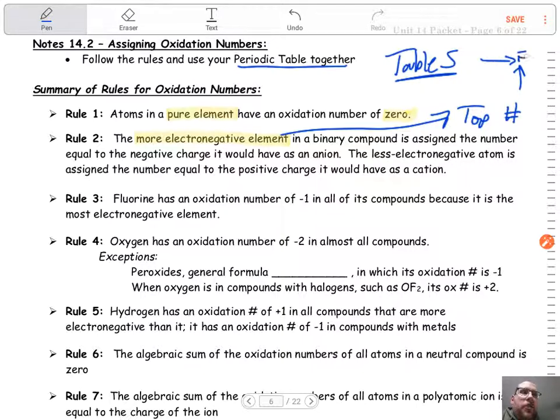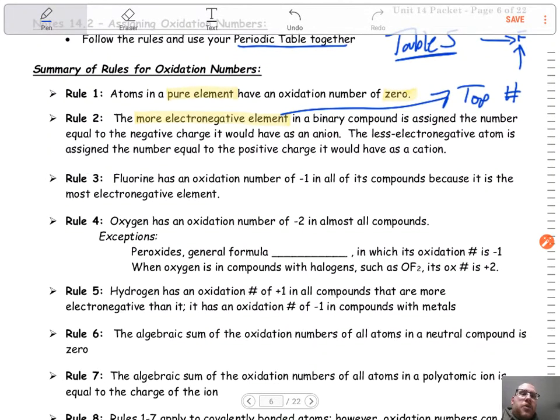Something like fluorine brings us to our next rule: fluorine is always a -1. No matter what, fluorine is -1 because it's the most electronegative. It's pulling in those electrons, which means it's always going to be an anion. The only time fluorine is not a -1 is if it's by itself. We just said that in rule number 1. That trumps anything else. So if it's by itself, it's going to be 0, but in a compound, it'll always be a -1.